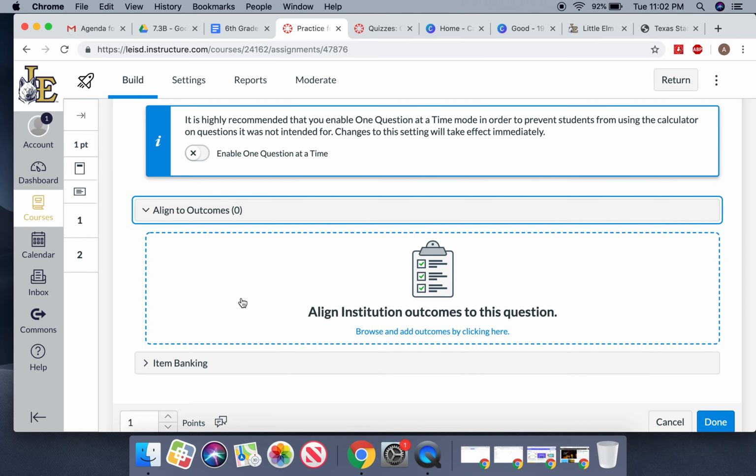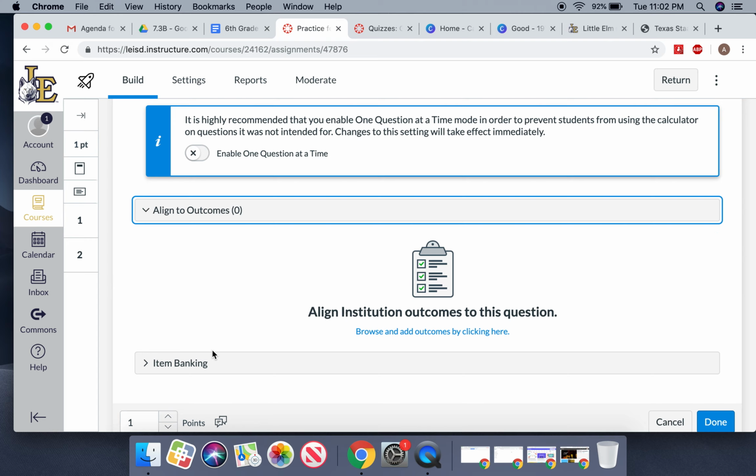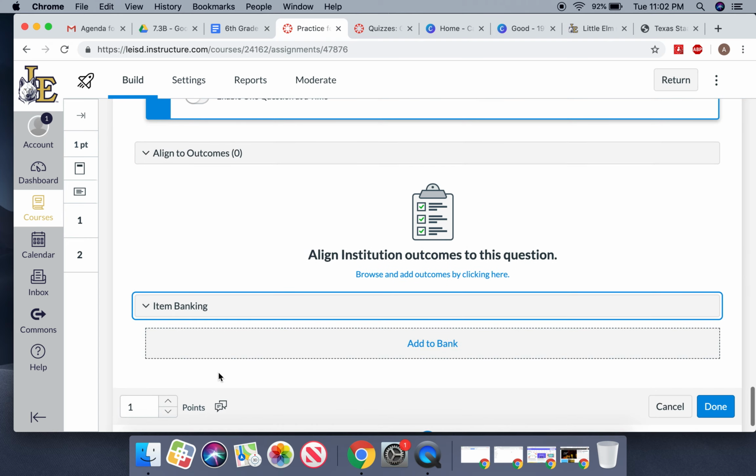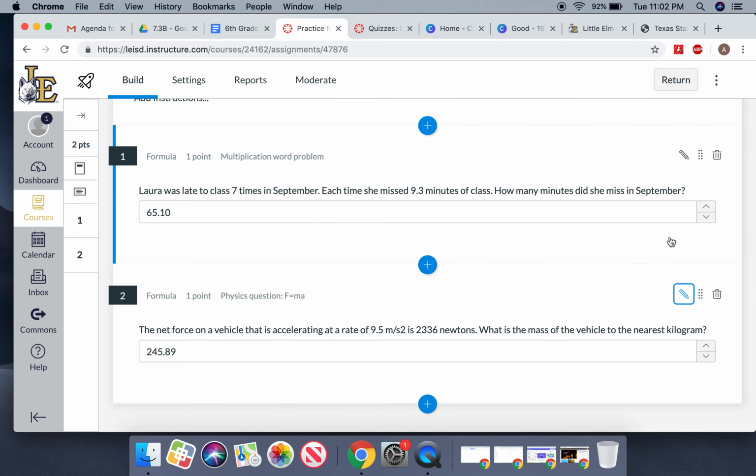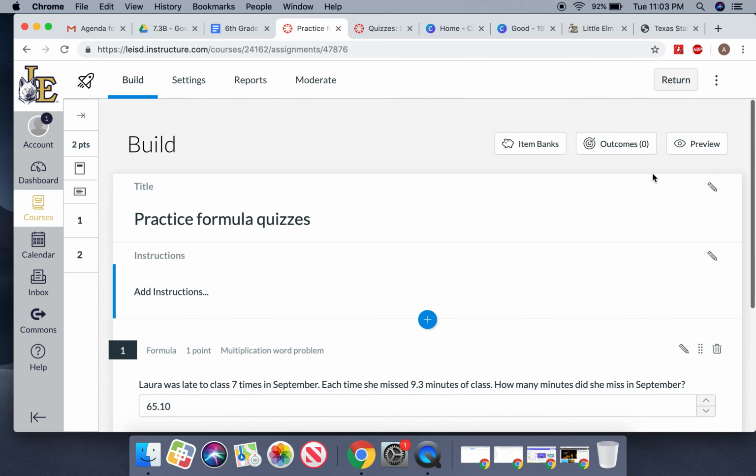When you align to outcomes, Misty has a video showing this where you can put in the TEKS, so you can track it, and then put this in your item bank as well. The item bank will allow you to use this forever. So this is actually the question that it shows up as. The net force on a vehicle that is accelerating at a rate of 9.5 meters per second squared is 2336 newtons. What is the mass to the nearest kilogram? And so that will give you the answer here.